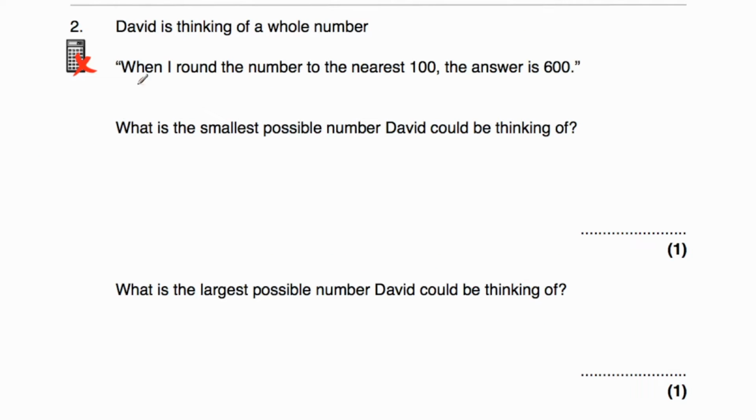Okay, question number two. David is thinking of a whole number, and when he rounds the number to the nearest 100, his answer is 600. So he's rounded his number to the nearest 100, and he's got an answer of 600. What is the smallest possible number David could be thinking of?